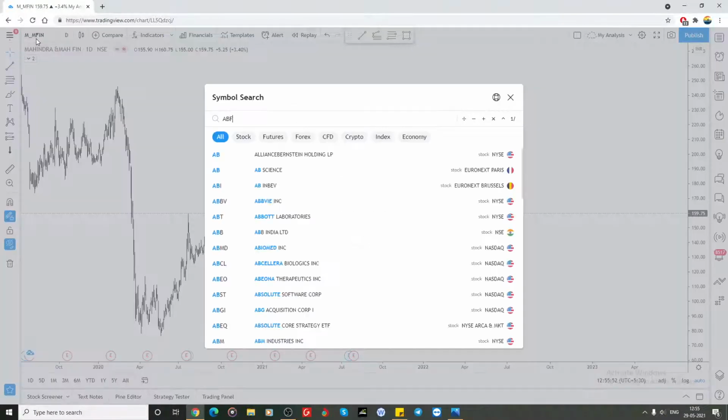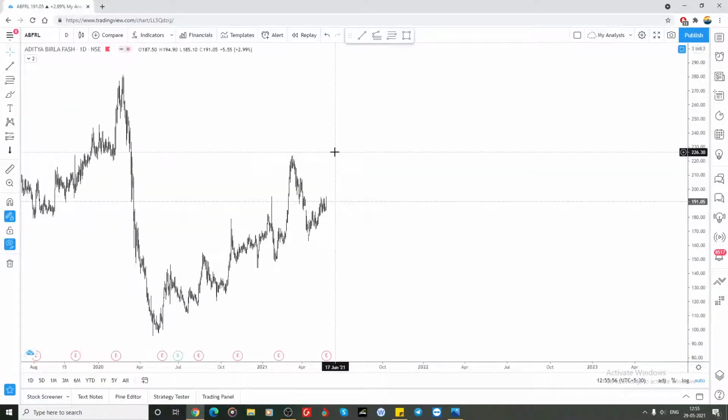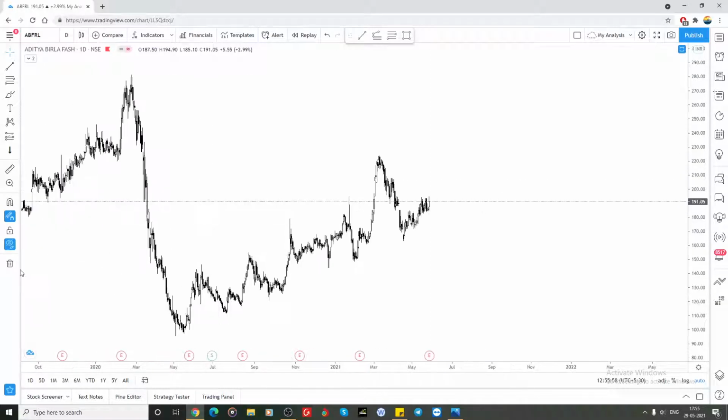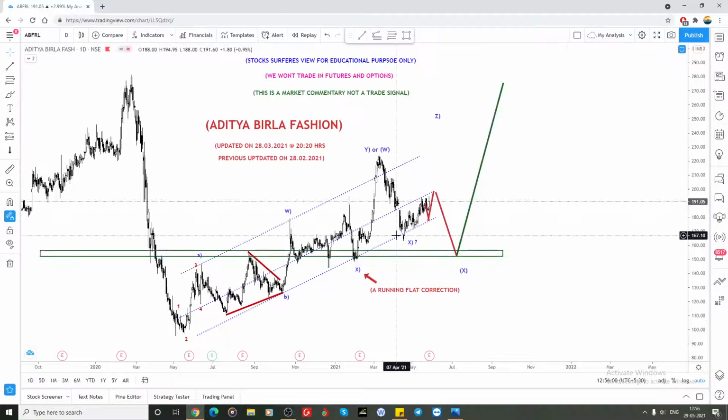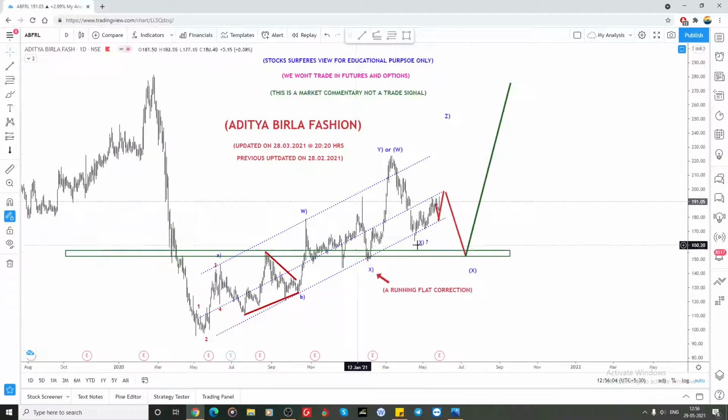So next is Aditya Birla Fashion and Retail. This is also the same. It's an aggressive fall. I'm looking for a little bit of a bounce, and again it may fall to the 153 zone. I'm expecting only that 153 zone to buy.